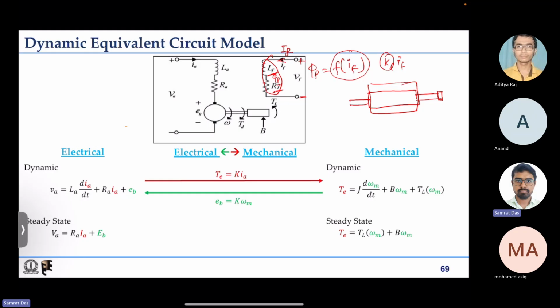We can discuss how to get the parameters for that; that remains the same. If we have an electrically excited field, then we have these additional three parameters along with the other parameters.